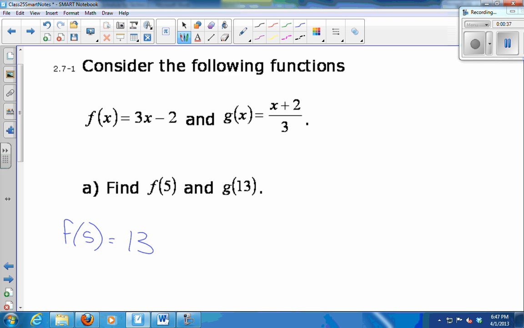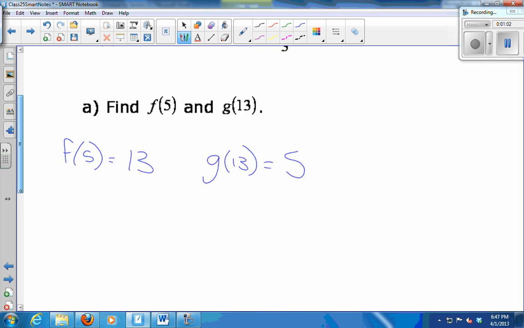Okay, so then if I were to take that output of 13 and plug it into g, what would I get? 5. So I kind of got a round trip, right? I plugged 5 into f and I got a 13. I took the 13 and plugged it into g and I got 5 back. So we can kind of think of it like a round trip.